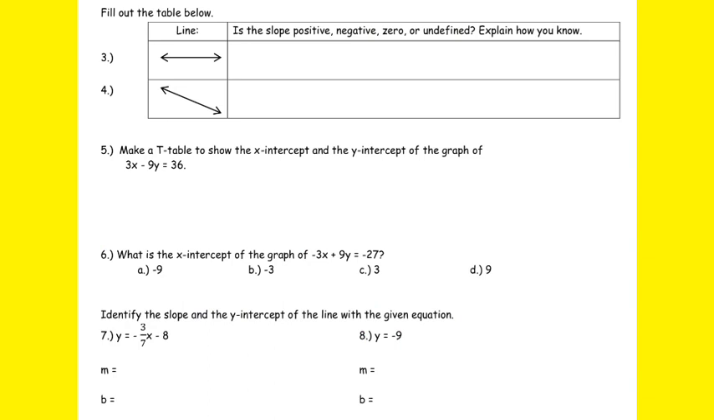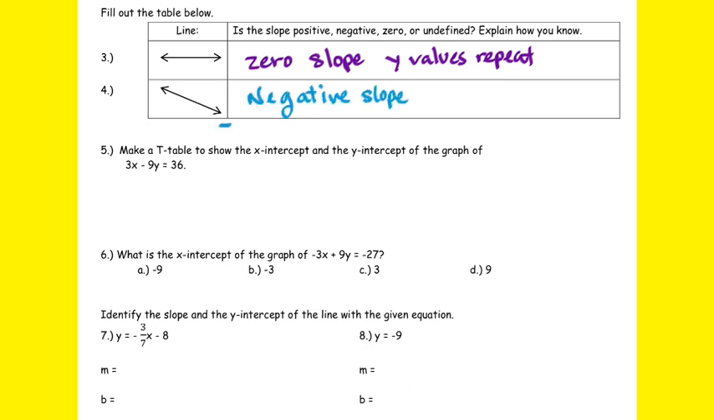On number 3, we see that this is a 0 slope, and that's because all the y values are repeating. If it was a vertical line, we would say that is undefined because all the x values are repeating. On number 4, this is a negative slope because we read lines from left to right, and we can see the end game is in the negative quadrant, making this a negative slope.